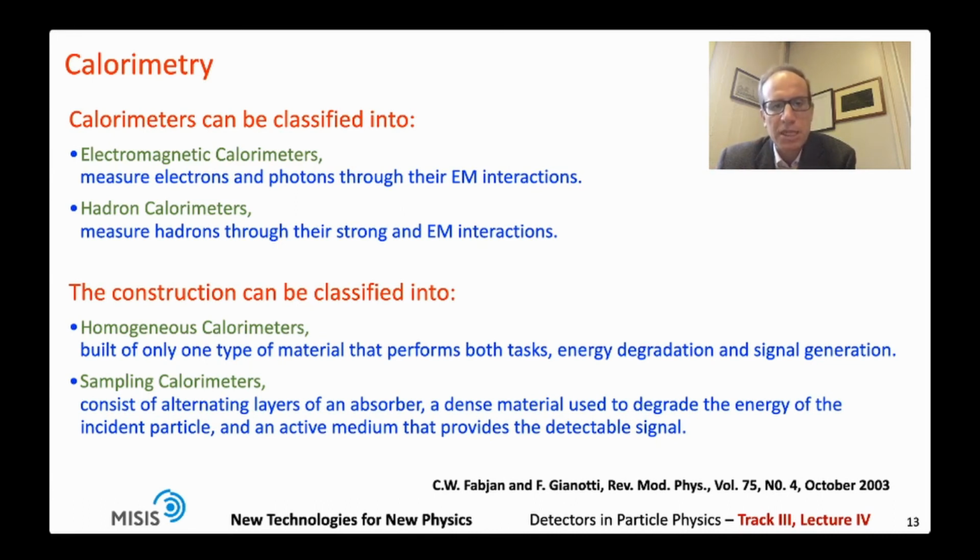While sampling calorimeters alternate layers of absorber with layers of an active medium. The absorber will typically be a very dense material. It could be either lead or tungsten, which will make the electrons shower and the hadrons interact, and so will degrade the energy, but then the signal will be generated in the active medium. And later we will comment on what the advantages are of these different approaches.